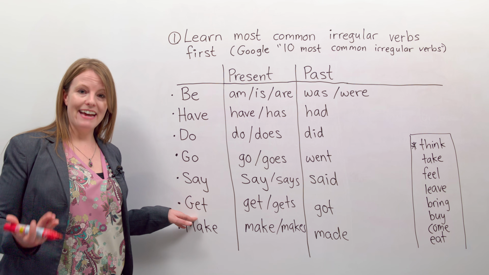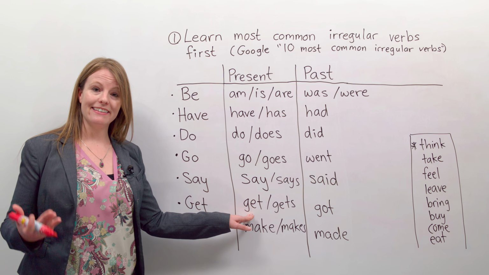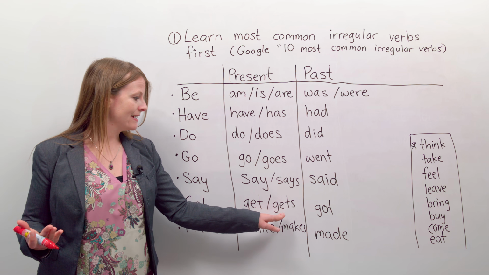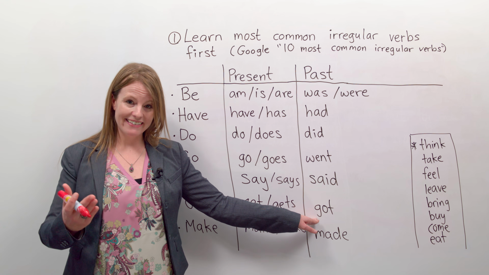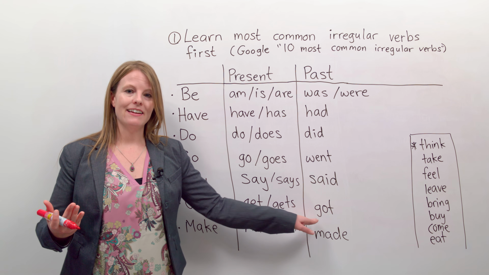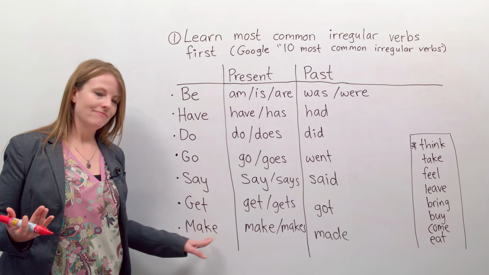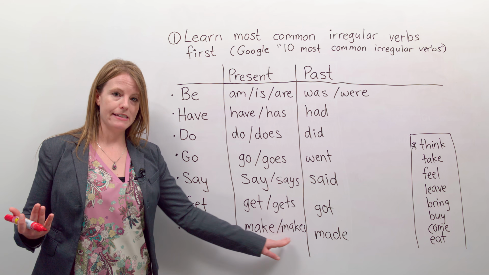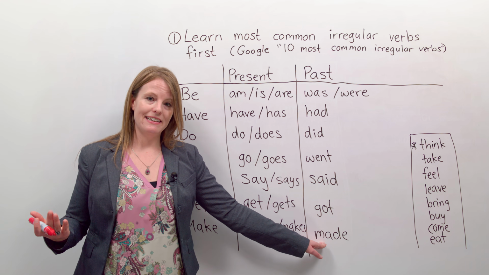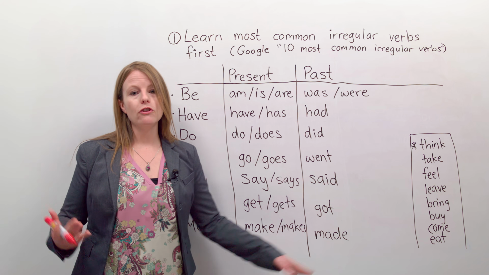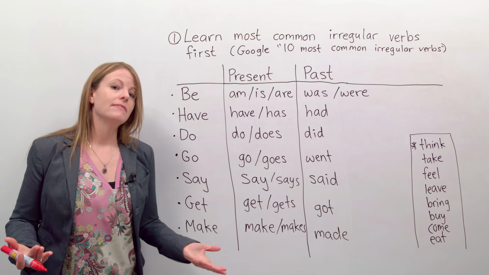The next one is get. In the present tense, it's get or gets. After that, in the past tense, it's got. And then we have make. Here it is in the present tense. Made is the past tense. So you might know all of these already.